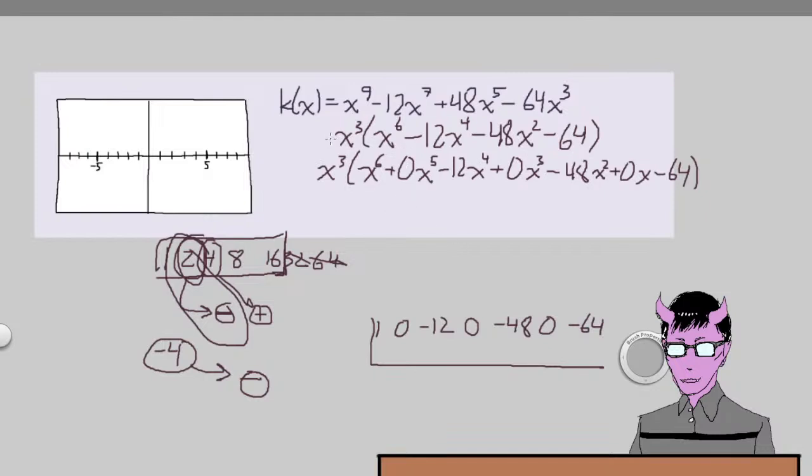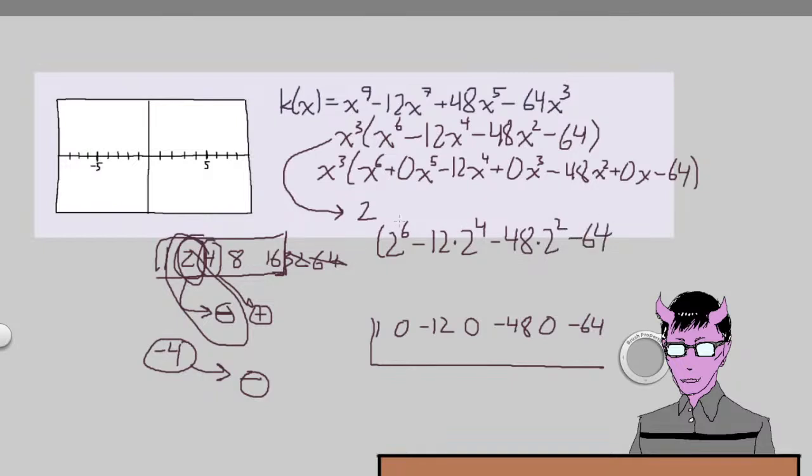So let's jump to here. Let's just look inside here. I'm going to try the 0 candidate, positive 2. So we're going to plug positive 2 into here, here, here, and work out the mathematics. So we're going to get 2 to the power of 6 minus 12 times 2 to the power of 4, because again, we're plugging in the 2, and then minus 48 times 2 to the power of 2 minus 64.